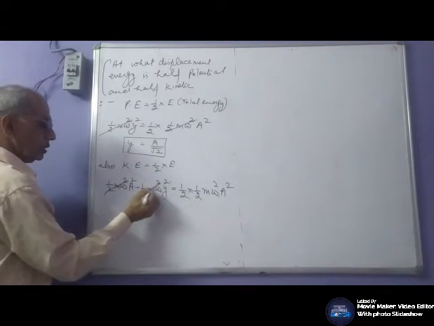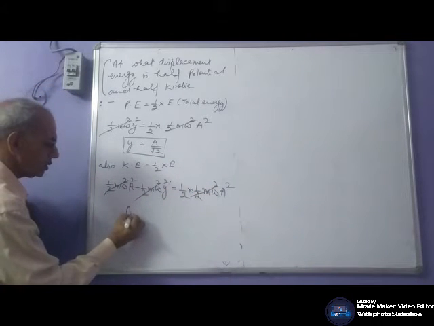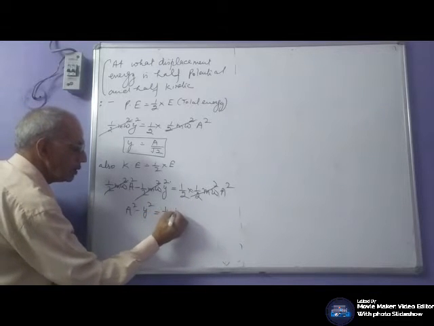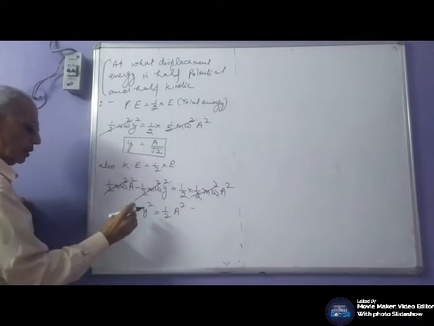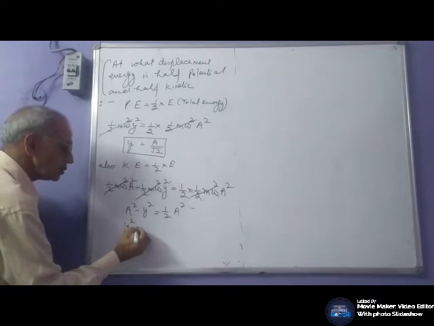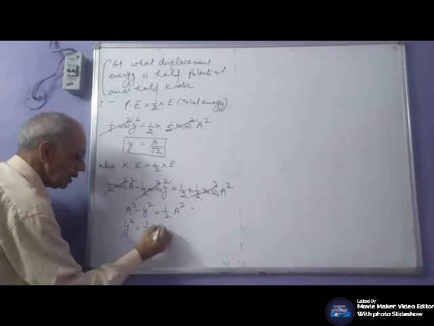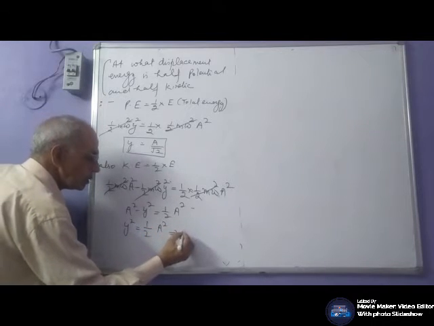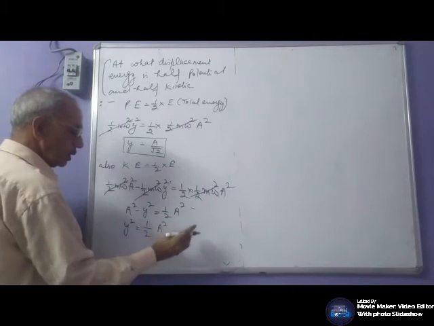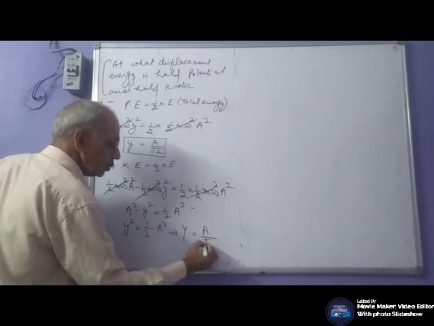Half m omega square (a square minus y square) equals half m omega square times half a square. Take y square to this side, and take the other term to this side: y square equals half a square. So y comes out to be a by root 2.